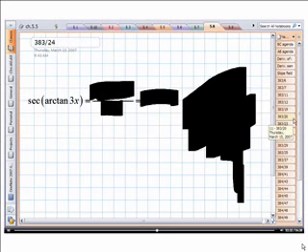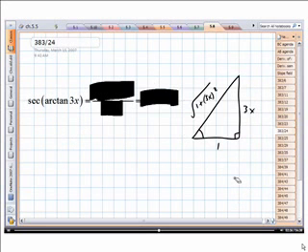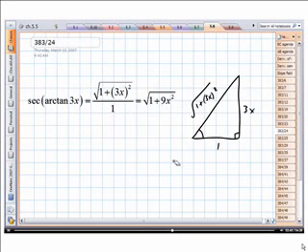Over here, same idea, where we need a triangle. If it's tan, we do opposite 3x over 1 adjacent. Using the Pythagorean theorem, there's your hypotenuse. Secant is hypotenuse over adjacent, so hypotenuse over adjacent, and then we just clean it up a little bit.